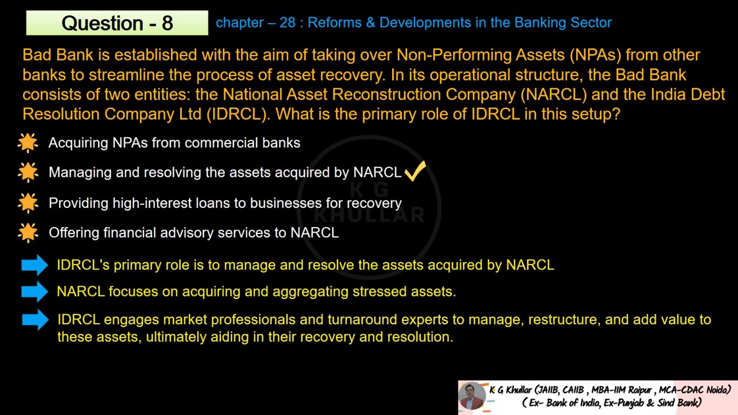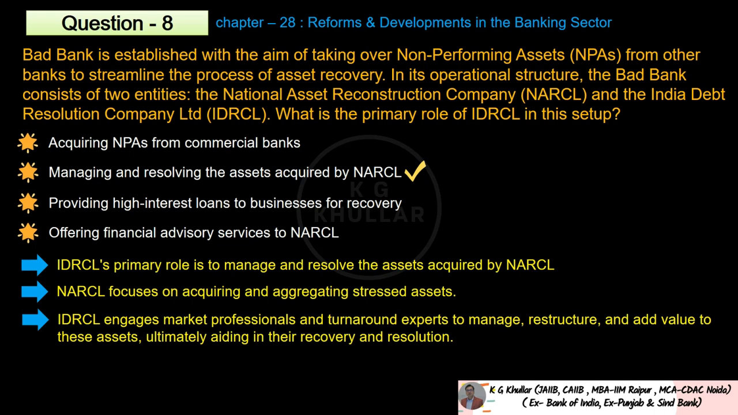And these options are given to you. First option is acquiring NPAs from commercial banks. Second option B is managing and resolving the assets acquired by NARCL. Third option C is providing high interest loans to businesses for recovery. And last option D is offering financial advisory services to NARCL.